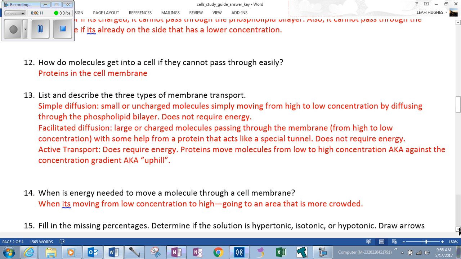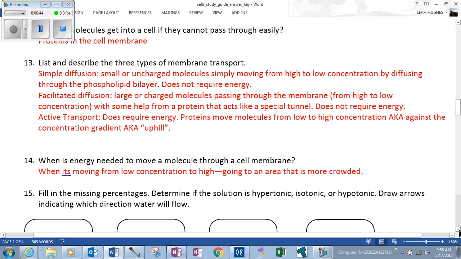Number 13. List and describe the three types of membrane transport. Simple diffusion is small or uncharged molecules simply moving from high to low concentration by diffusing through the phospholipid bilayer. Does not require energy. Facilitated diffusion. Large or charged molecules pass through the membrane from high to low concentration with some help from a protein that acts like a special tunnel. It does not require energy.